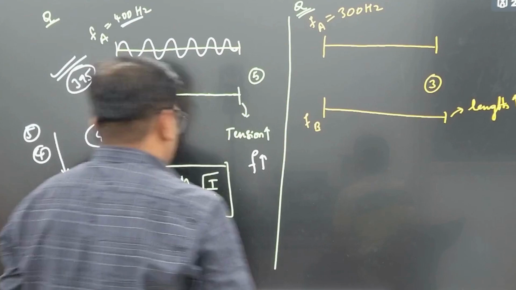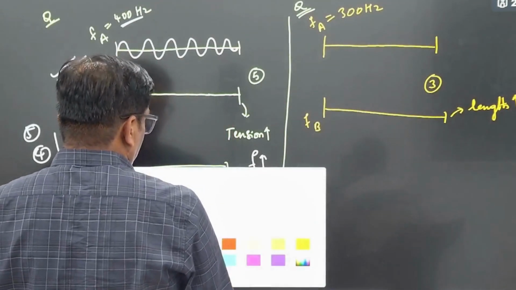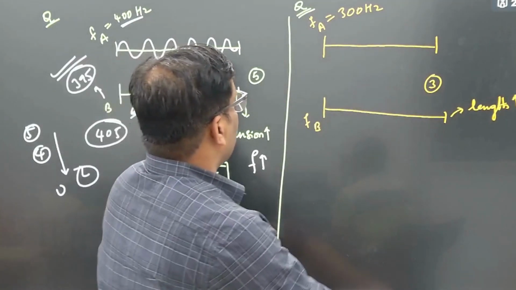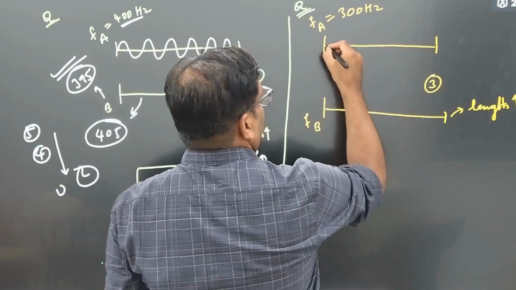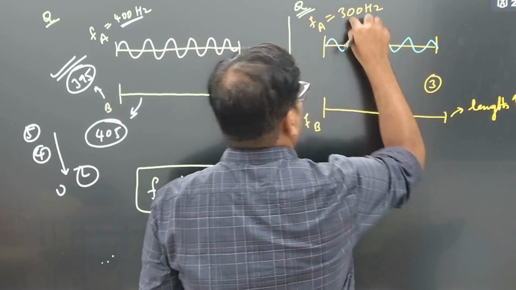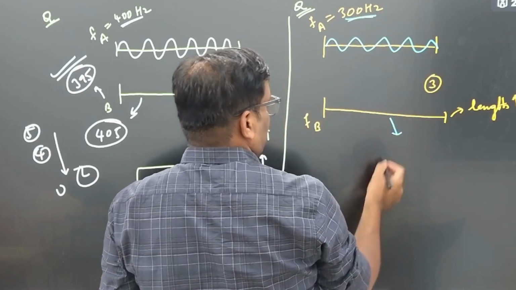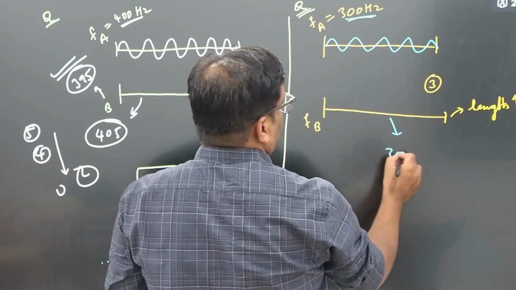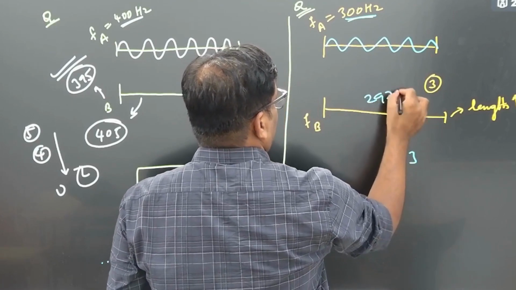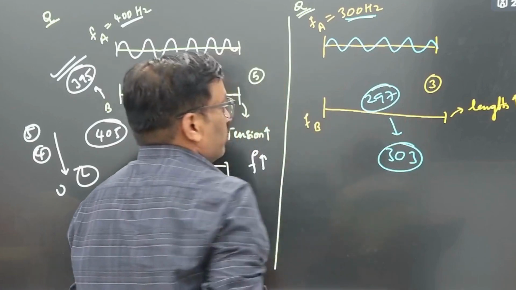Again the same thing, one more type of question here. Let us see. There is a sonometer string, and it is vibrating. With 300 hertz, it is producing the beats. What should be the possibilities here? 303 or 297. Any one of these should be the answer.